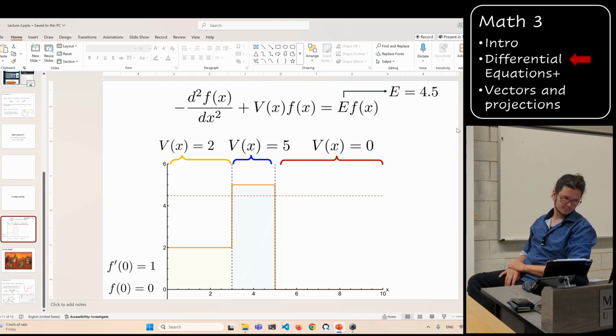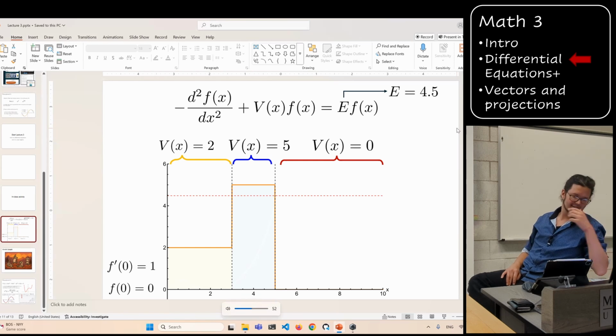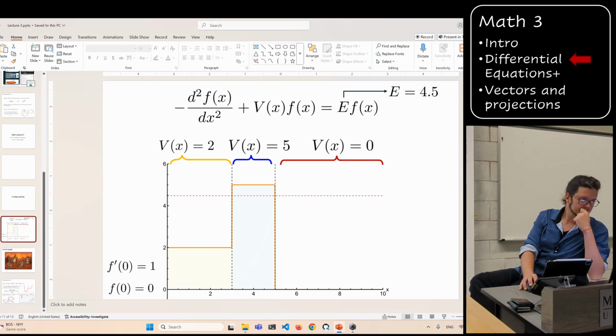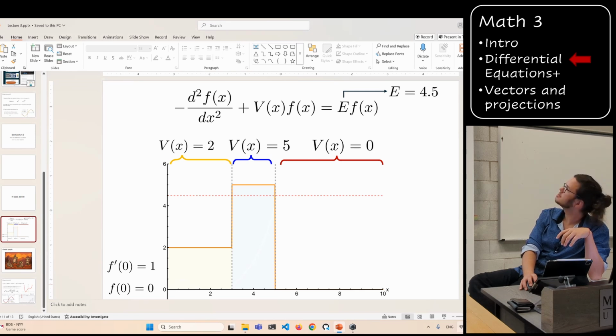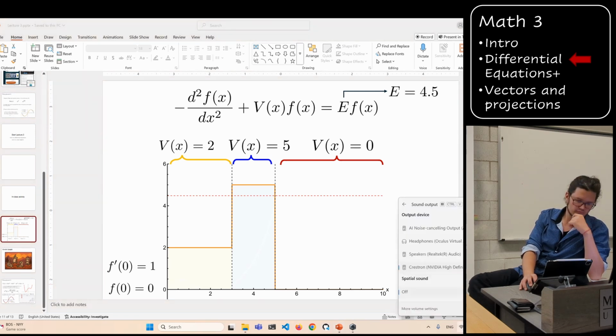What are your thoughts? In the first region, the solution will be sines and cosines. How do you know it's sines and cosines? When you plug in for V of x and E, you will get 2.5 on the right, but then you'll need to put the negative sign on the right also. So the negative will indicate the sines and cosines.